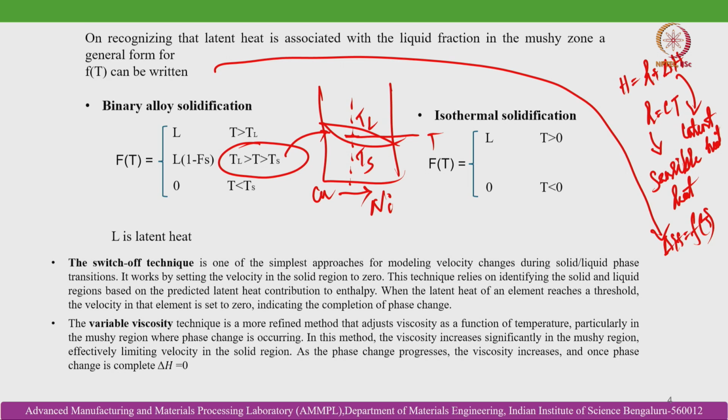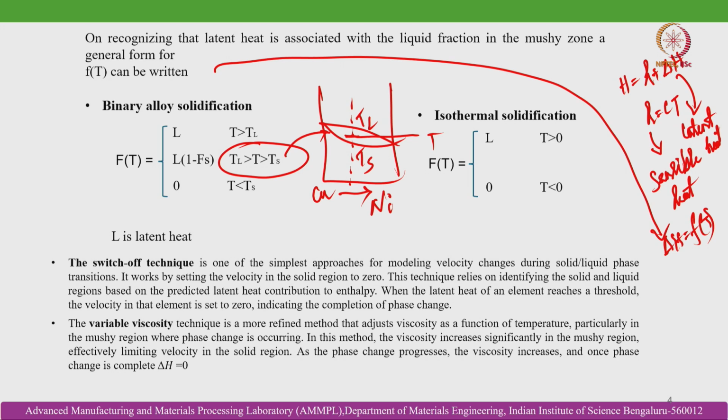And then the next case, the variable viscosity technique, is a more refined method that adjusts viscosity as a function of temperature, particularly in the mushy region where phase change is occurring. So in this method the viscosity increases significantly in the mushy region. That is because of the increasing solid content within the solidifying melt, which is responsible for the enhancement in viscosity because of the pseudoplastic nature of the liquid melt at the mushy state.